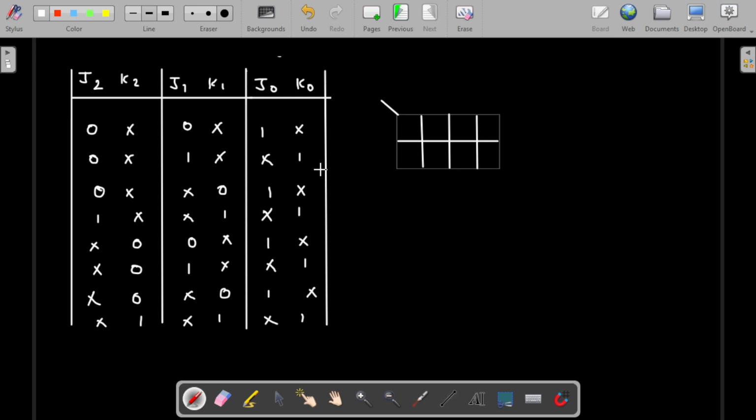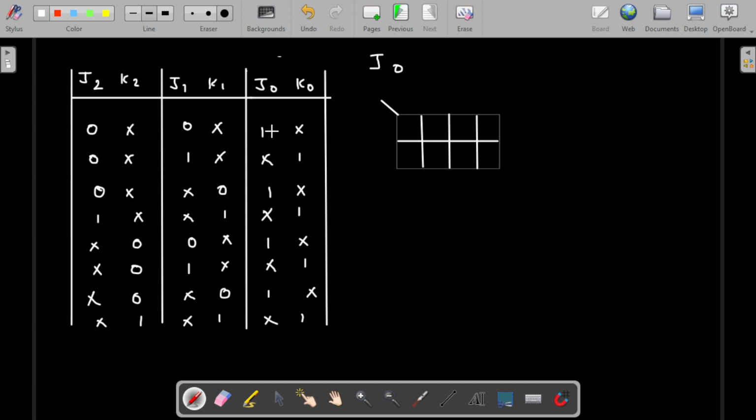So let me take the first one, that is J0. So here let us try to find out for J0. Okay, J0 means this one, this J0. So wherever J0 is 1, from the table we have to take. So this is 0, this is 1 2 3. From the present state we have to take these things.